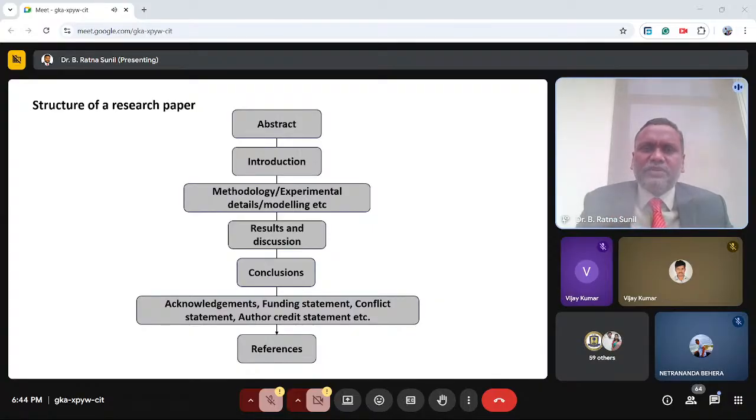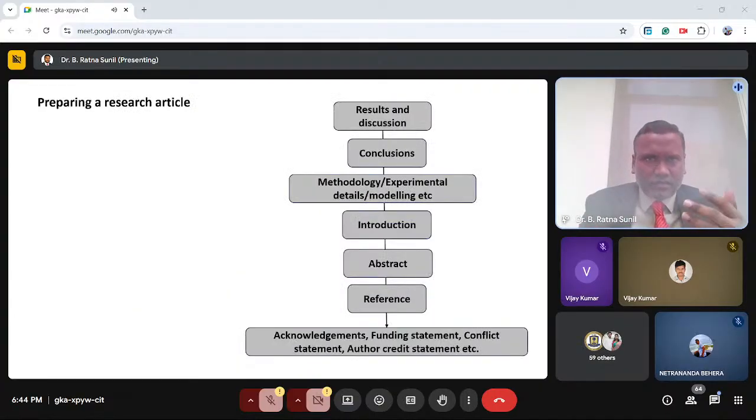And then follow acknowledgements, funding statements, conflict of interest, and other statements. Okay. And then references. So usually when people have research data, they start writing the research paper from the abstract to the references in this sequence. But I present you my way of writing a paper. I don't say this is the optimum, but this is the best thing I found compared with the traditional flow of the structure.